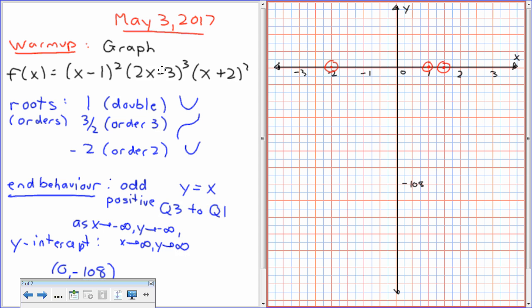End behavior we say is Q3 to Q1, so it's going to look something like this. We're going to have a triple root. So let me draw this. A triple root we said is going to look sort of squiggly. It's going to look like a kicker, is the word they use. It's sort of like that. So it's not going to go straight through. It's going to be curved as it goes through. Then a double root up like this, going down to negative 108, drop down here someplace, and a double root there.